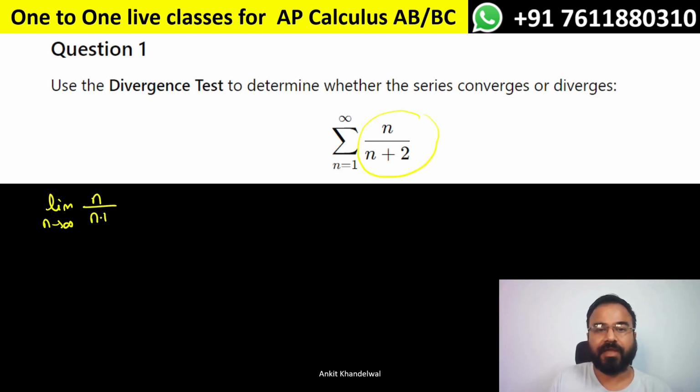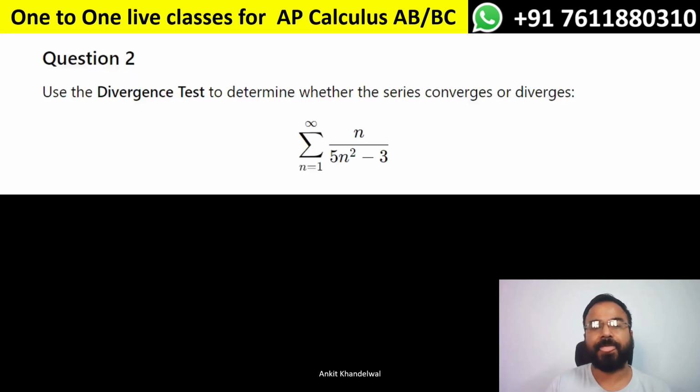So n over n plus 2. We have solved this many times. It is polynomial divided by polynomial. Degree of polynomial is the same, 1 and 1. So the ratio of leading coefficients is the answer. Leading coefficient in the numerator is 1. Leading coefficient in the denominator is 1. So the answer is 1 upon 1, which is 1. Now since it is not equal to 0, we simply say it diverges. Simple as that.